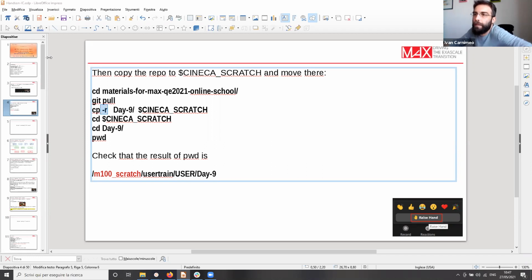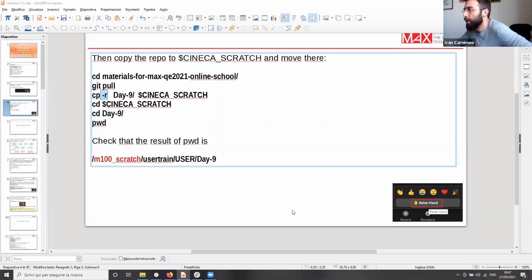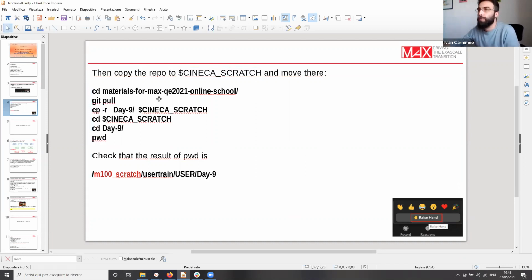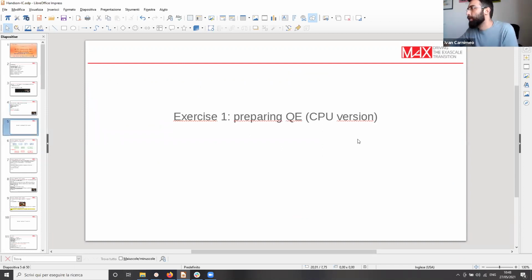Okay, now I see again about 30 people, which is the same number of people as before. So I assume that most of you have done. I see other confirmations here, so we can proceed. Most of you are now in the right partition, and we can start with exercise 1, which is preparing an installation and working version of Quantum Espresso.